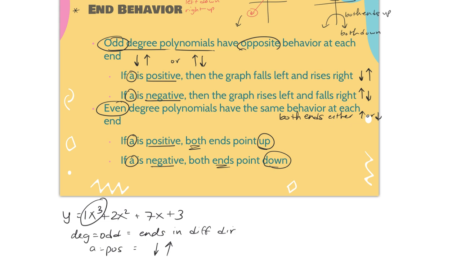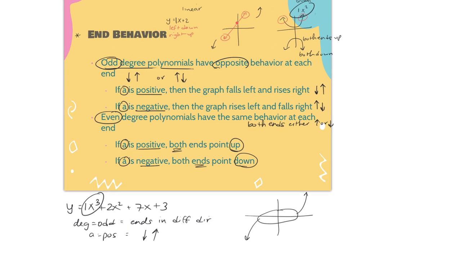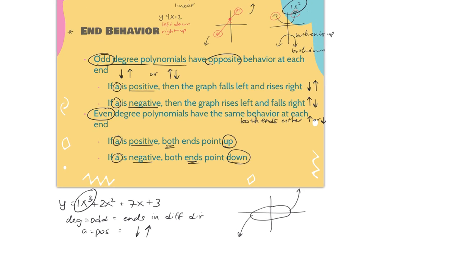So I don't know what the middle looks like, but I know that at some point my graph is going to go down here and up here. What I don't know is what's going to happen in the middle, and we're going to talk about that as well. But this is just talking about the ends. So again, let me give you another example.